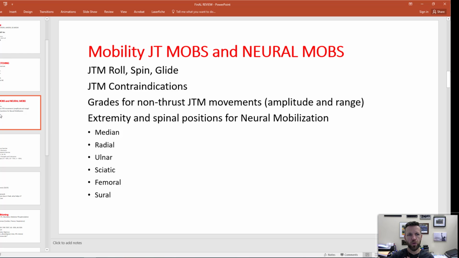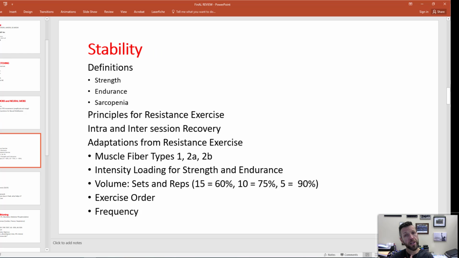We want to now move into stability. Stability was really all focused on resistance exercise, right? And so we're talking about how to get the muscle stronger and have more endurance. That's really the thing: do you have a working definition of strength and endurance? Well, strength is the ability of a muscle to generate force. But if that muscle needs to generate force repeatedly, that is where endurance comes in.